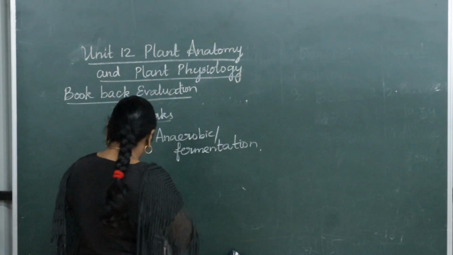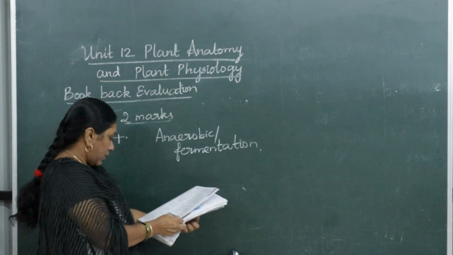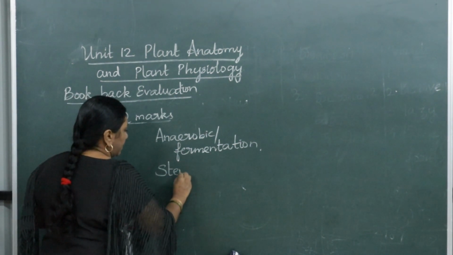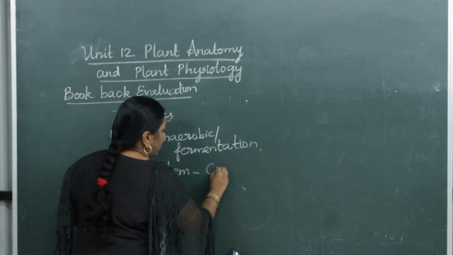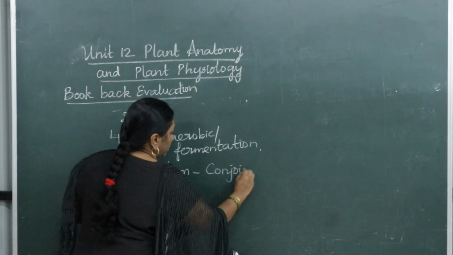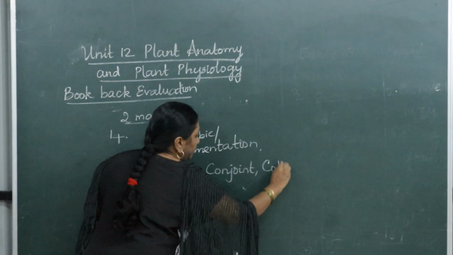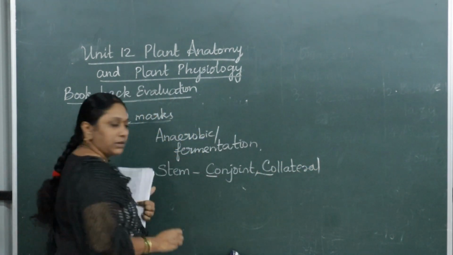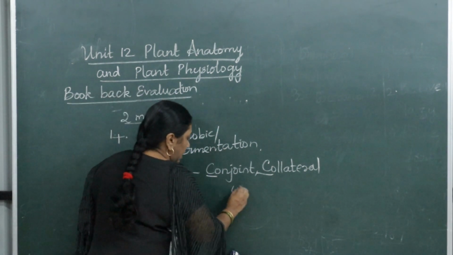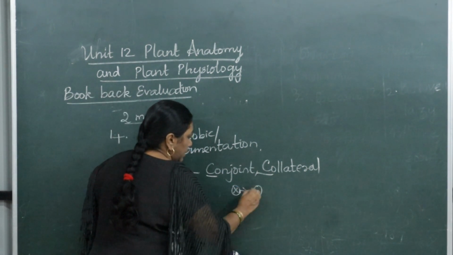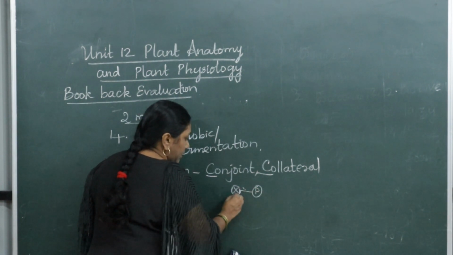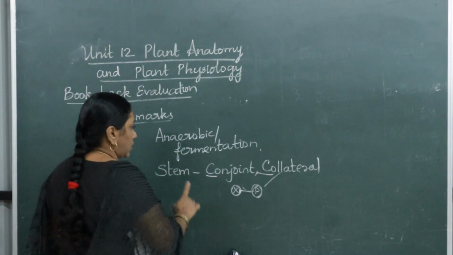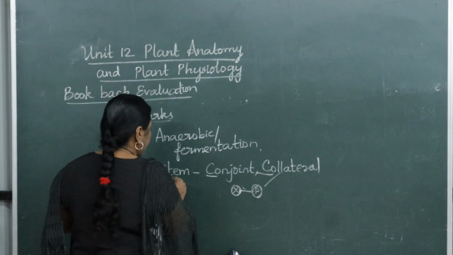Okay, next question is, give an account of vascular bundle of stem. They are asking about the vascular bundle of the stem. Conjoint, collateral. Remember the 2 Cs: conjoint, collateral. Conjoint means xylem and phloem lie in the same radius, and the xylem is lying towards the center and phloem towards the periphery. We call it collateral. So conjoint, collateral. They are asking about dicot stem.